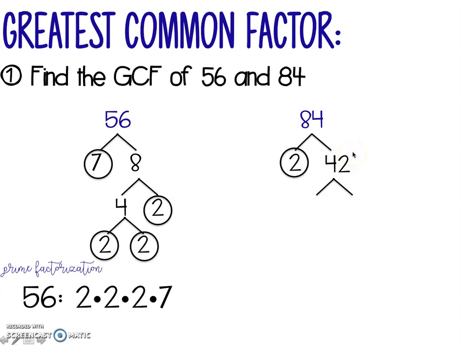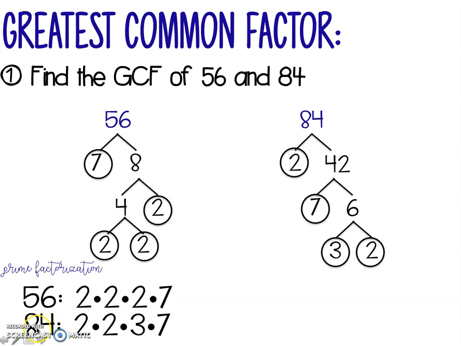To get 42, I can multiply together 7 and 6. 7 is prime, so I'm going to circle it. 6 is not, so I'm going to break it down further. I can multiply 3 times 2 to get 6. 3 and 2 are both prime, so I'm going to circle them. Now I'm going to come back over here and write the prime factorization for 84. And again, we're going to do that in least to greatest so that our numbers are nice and neat. So the prime factorization is 2 times 2 times 3 times 7. So that's our prime factorization for 84. 2 times 2 times 3 times 7.